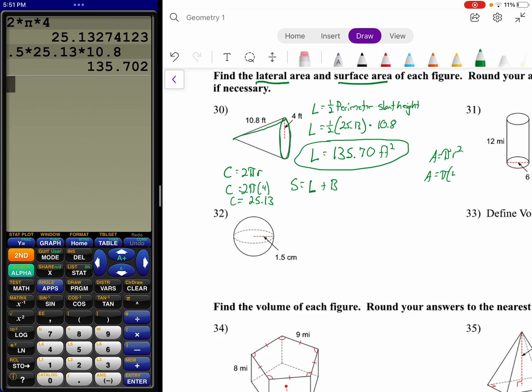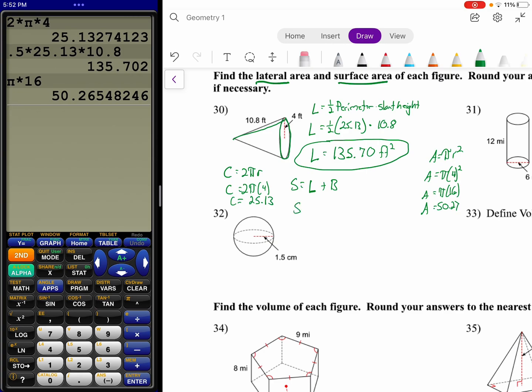Radius for this one is 4. So pi times 16. It's pi times 16. The area of that circle is 50.27.